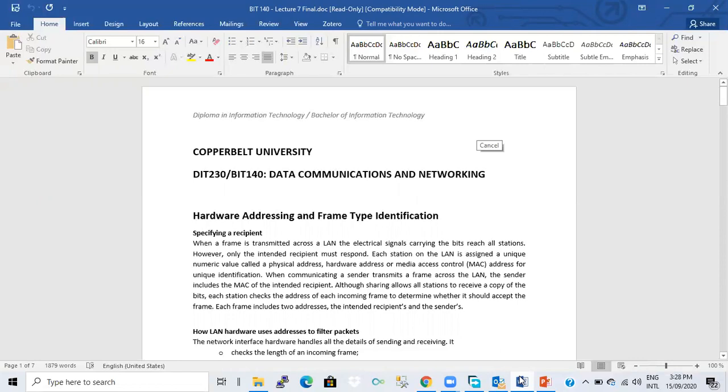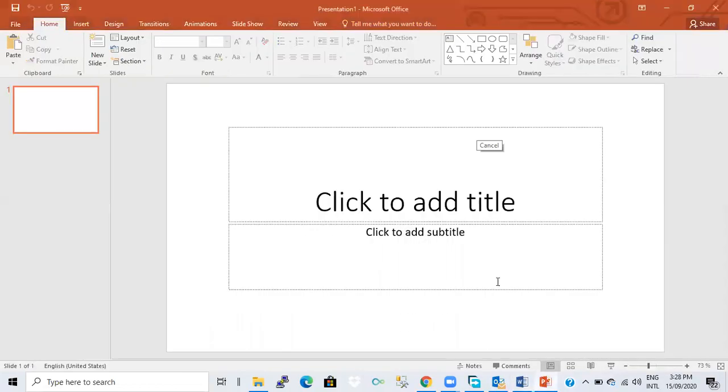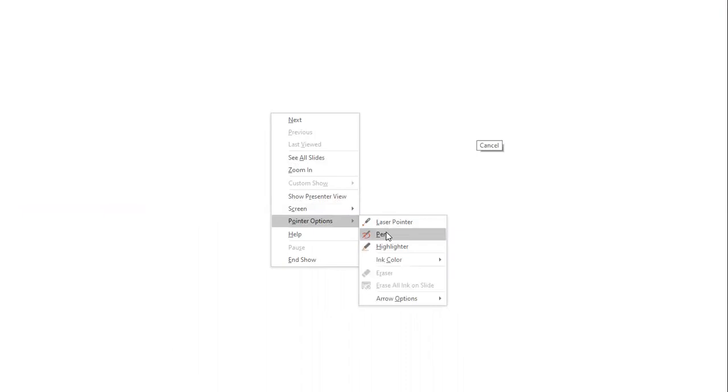So when a frame is transmitted across a LAN, the electrical signals carrying the bits reach all stations. However, only the intended recipients must respond. What are we saying? Let me give you a scenario. Okay, let me just do this. So let's say this is a bus. Okay, let me get the pen.